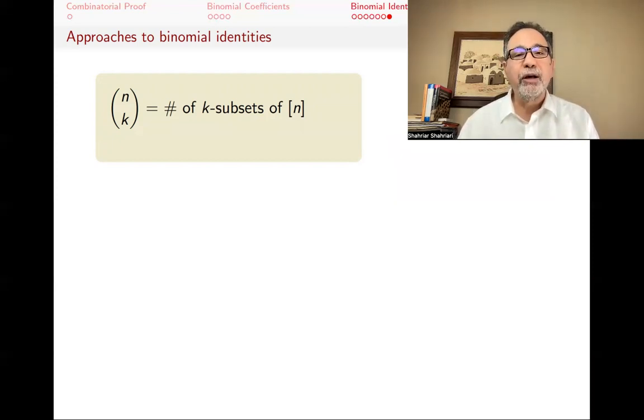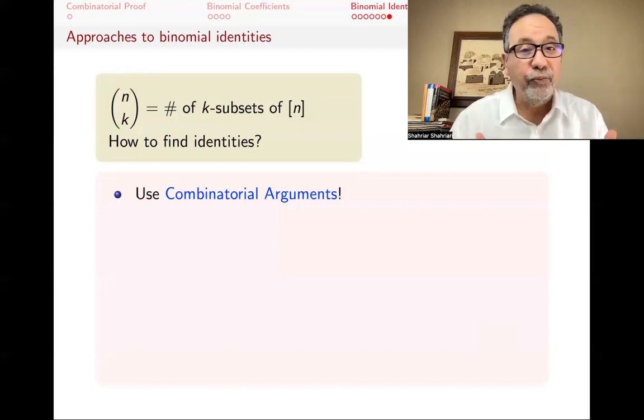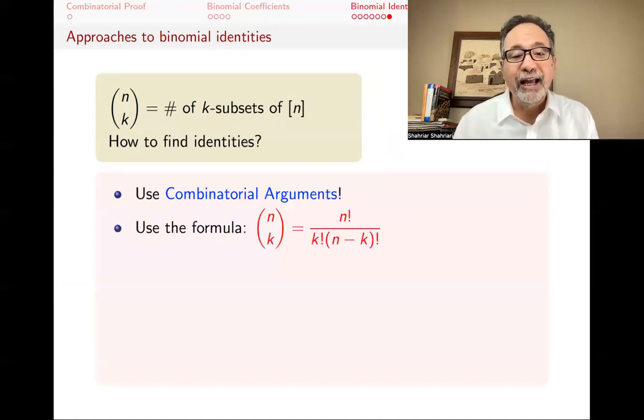So n choose k was the number of k-subsets of n. And how do we find identities for this? Well, we have used combinatorial arguments in this lecture. That's the way we like to do things. But that's not the only way. We could also use the formula: n choose k is n factorial divided by k factorial times n minus k factorial. And sometimes that's the best way to prove things.